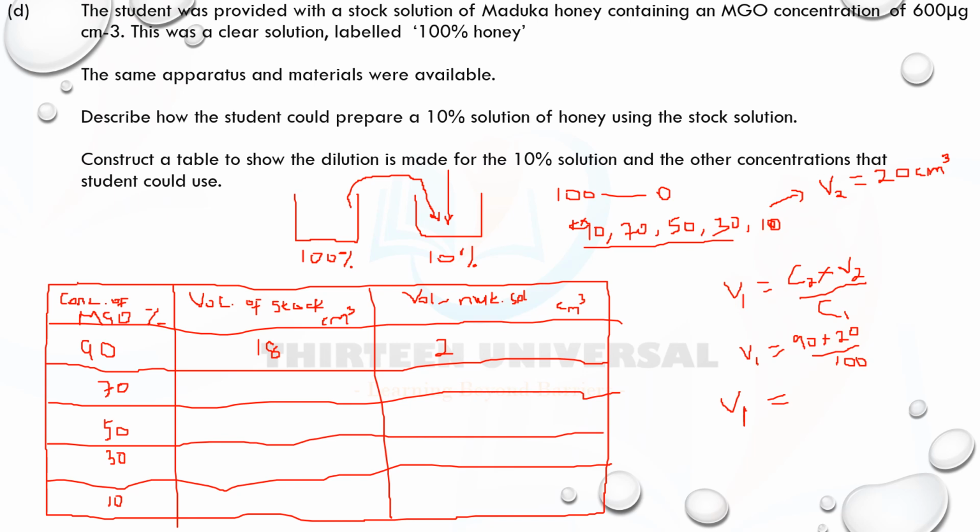So we have, of course, 70 as my C2, times 20, which is my V2, all over C1, which is 100. So what is the answer there? That's 14, right? Yeah, 7 times 2 is 14. 9 times 2 is 18, okay.